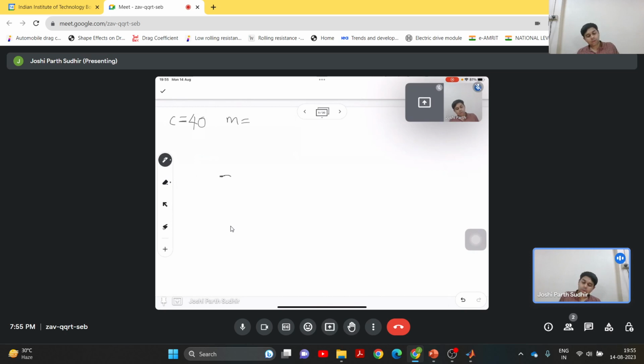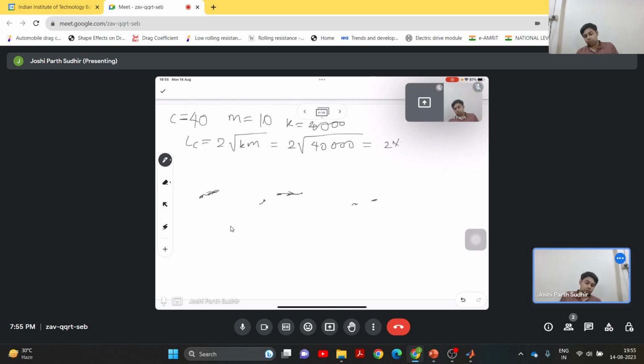Mass is given as 10 kg and K is given to be 4000. So then the critical damping Cc is 2 root km, which is 2 into root of 40,000, which is 2 into 200, which is 400.